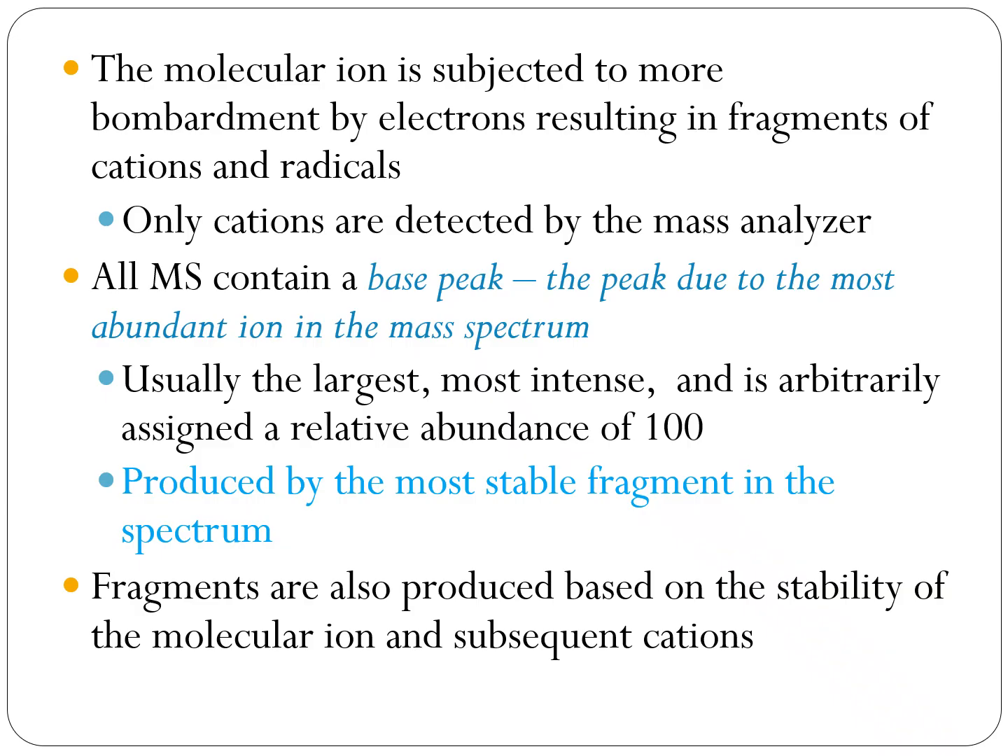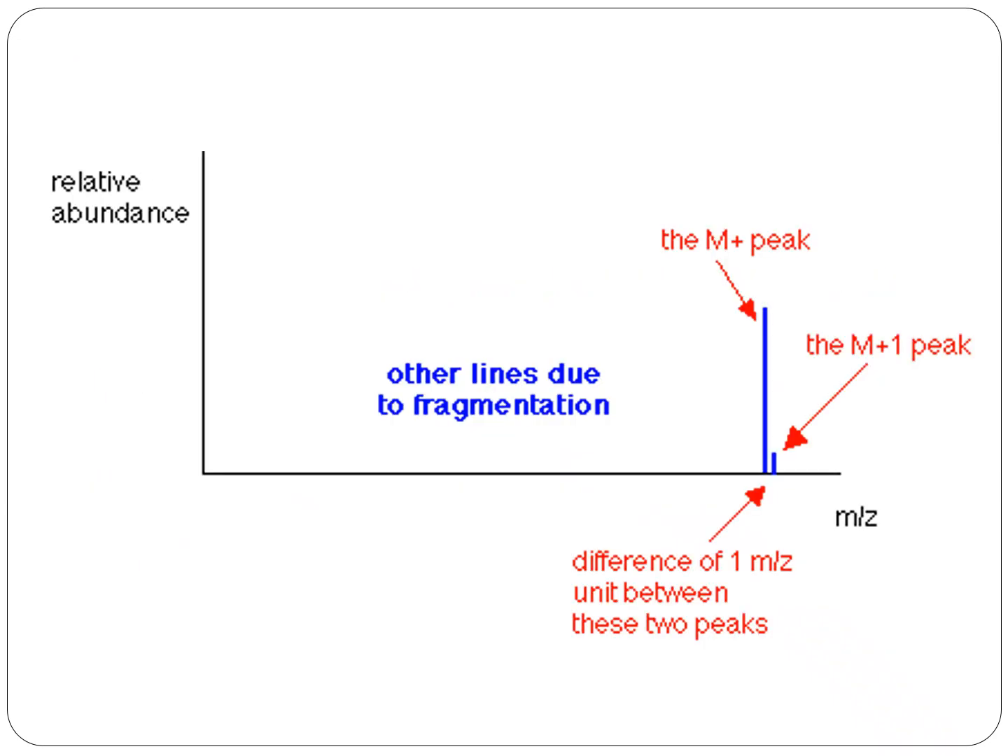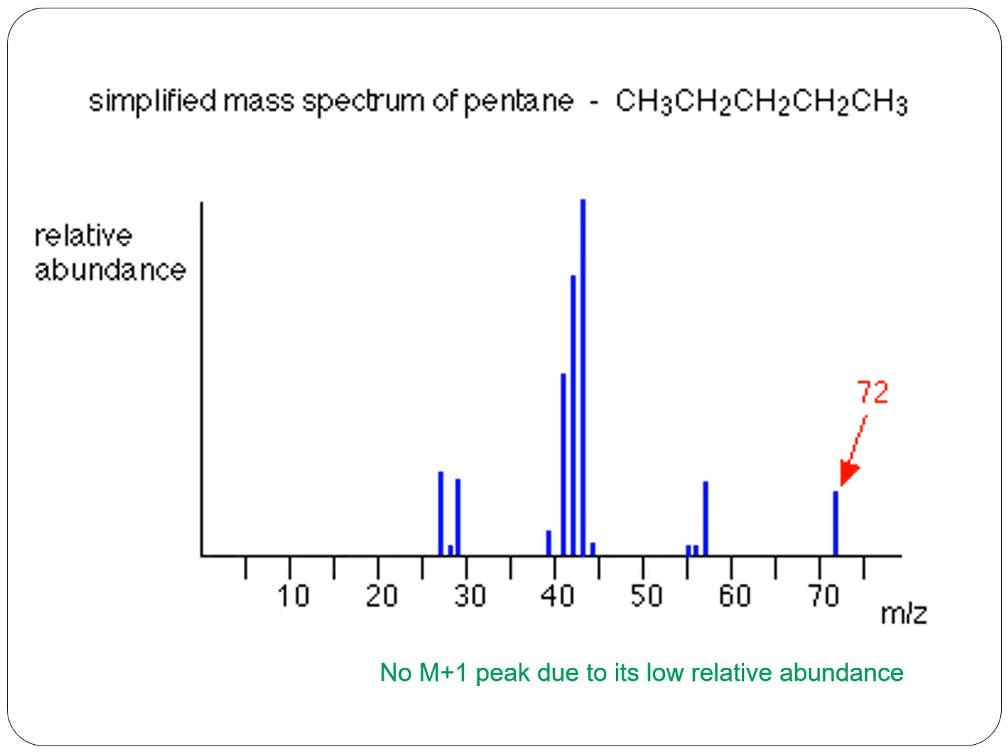So in a general spectrum, this is what we're talking about, the molecular ion cluster, where we have an M peak, your molecular ion peak, and your M+1 peak. And that is, as I said, usually at the far right, and it is the most easily identifiable peak because it is really the total mass of your molecule.